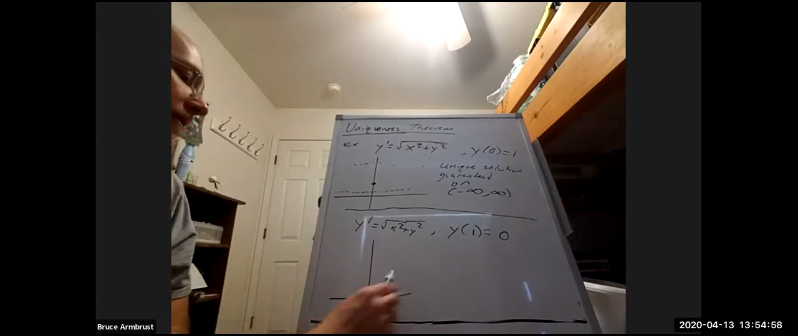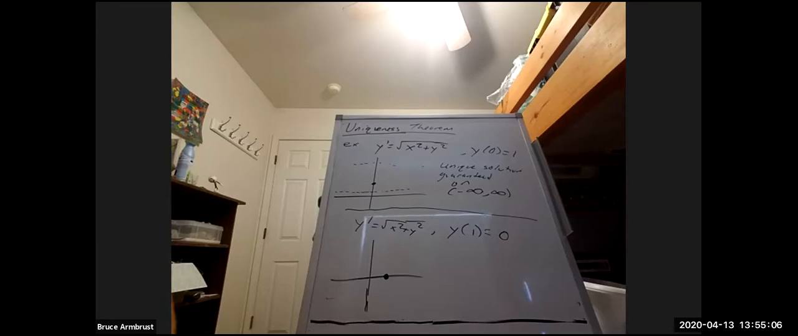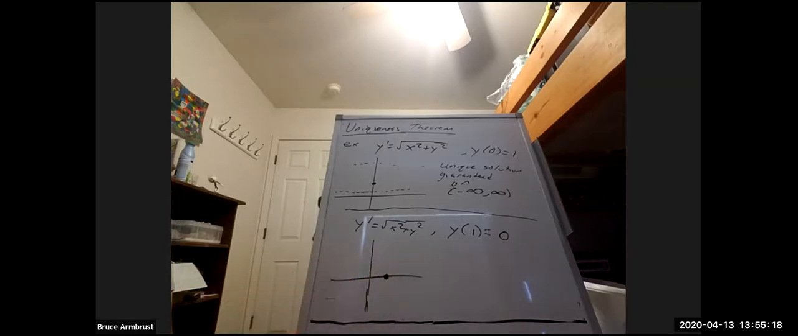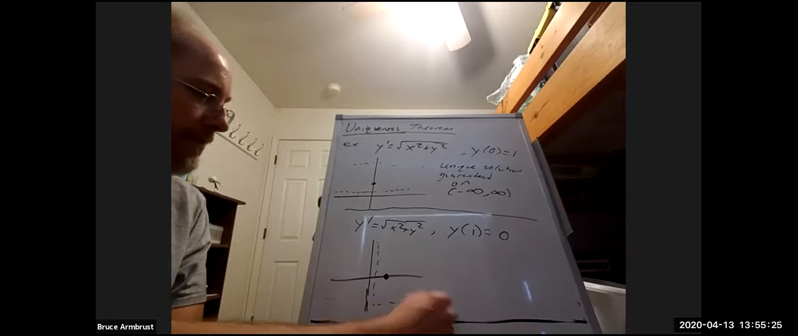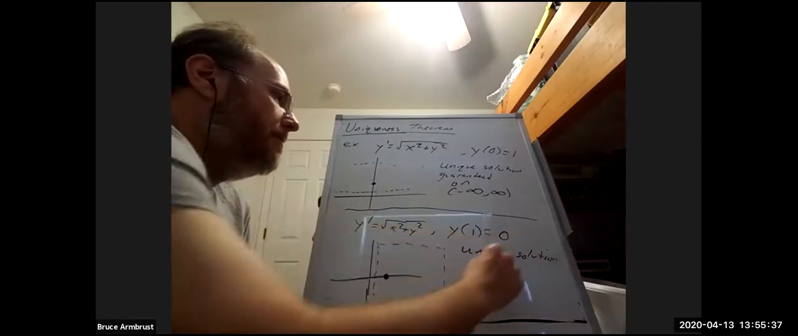So now if I draw that graph, we're going to go through the point 1, 0. So I can still create a rectangle that goes around this guy that does not contain the origin. This time I can go up and down as far as I want, but left and right, there's a restriction. So this time we still have a unique solution, but this time we can only say that it's going to be guaranteed on the interval 0 to infinity. Because once we hit 0, weird things can happen. And we're not necessarily guaranteed uniqueness anymore.